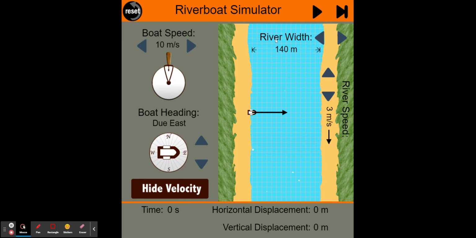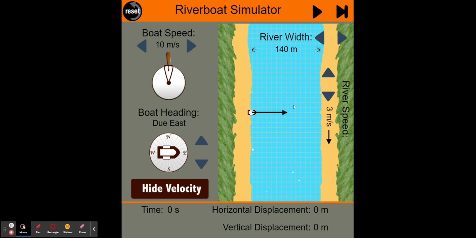Okay, now we're looking at the riverboat simulator, and if we look at it, we can see that there are two reference frames from which you can see the velocity of the boat. The first one is from the land, and the second one is from the water.